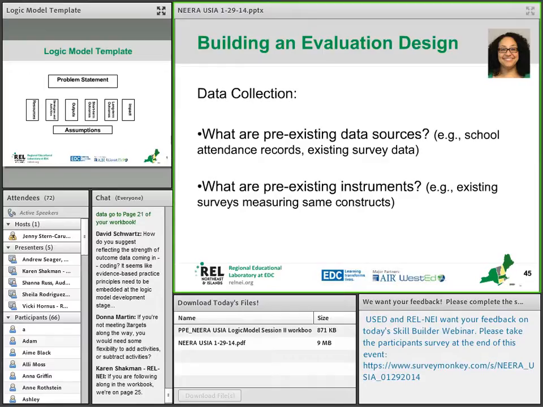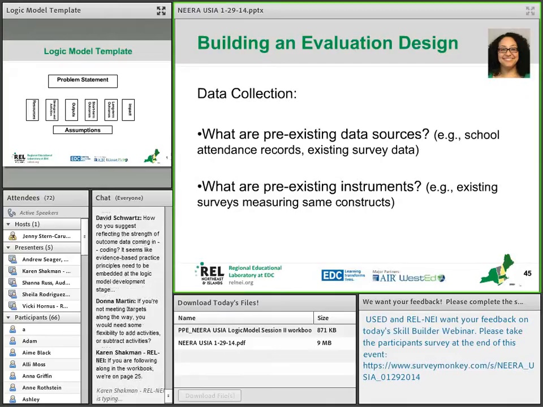For example, in using the College Ready case, if you need to know the level of student engagement, then accessing and having access to student attendance records may be a good gauge for this. Or if the school is already using a student engagement survey, then maybe you can use that instrument as part of your evaluation design. So these are some of the things that you would need to start thinking about when designing your evaluation.